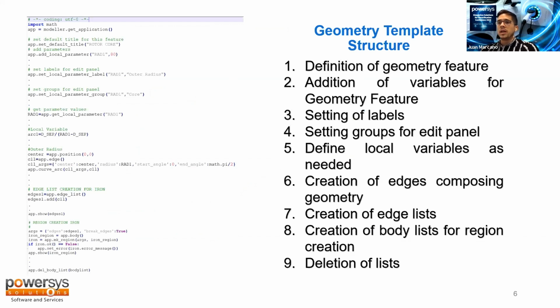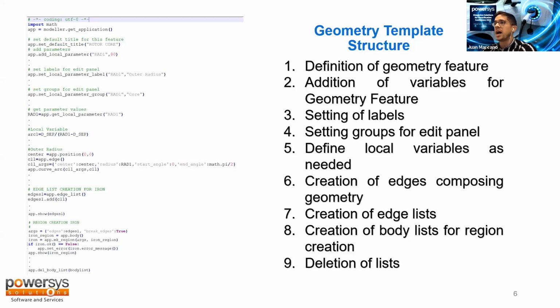So this is more or less how a Python script for JMAG geometry edition looks like, of course, with very few definitions inside. And it's divided in a structure as shown in this list. So for the geometry template structure, the first part that we have to take into account is the definition of the geometry feature. In here, we will determine, for example, if we are designing a rotor or a magnet, this is the definition of the geometry feature that we are talking about.